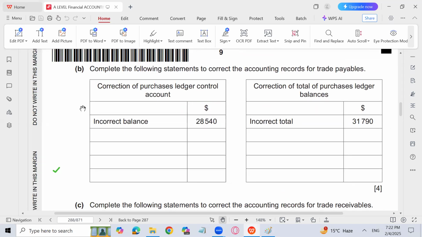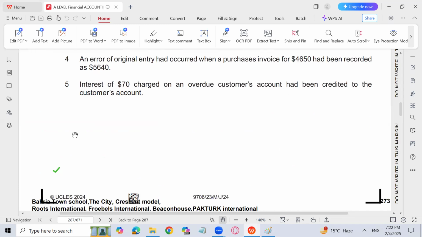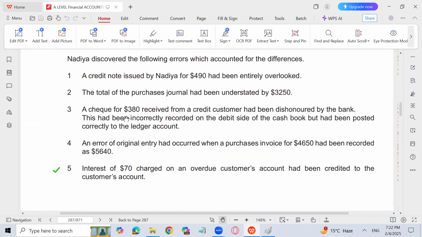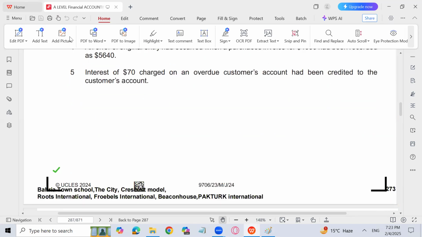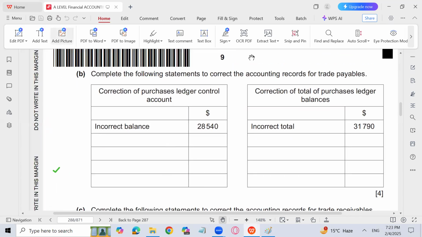So it means that if trade payables are going to be credited, it will be added. And if it is going to be debited, it will be subtracted, because trade payables' normal balance is credit. So there are only two entries. Total of purchase journal had been understated by 3250. So the error is in the total of books of prime entry, which will affect only the control account. Understated means that you have recorded the credit purchases less than the actual amount by 3250. So it will come only in the control account. The entry will be purchases to trade payables, but this entry has not been passed.